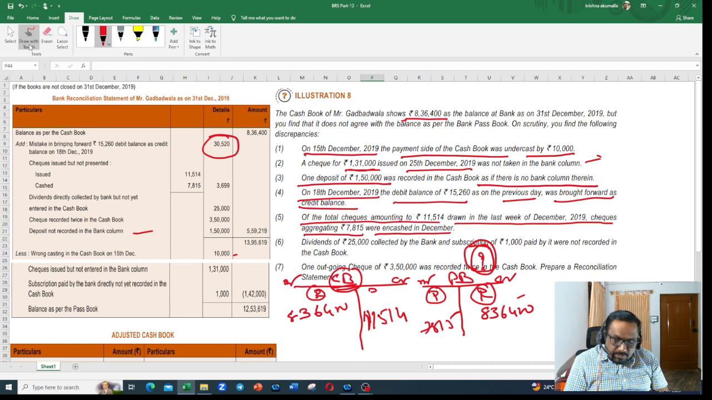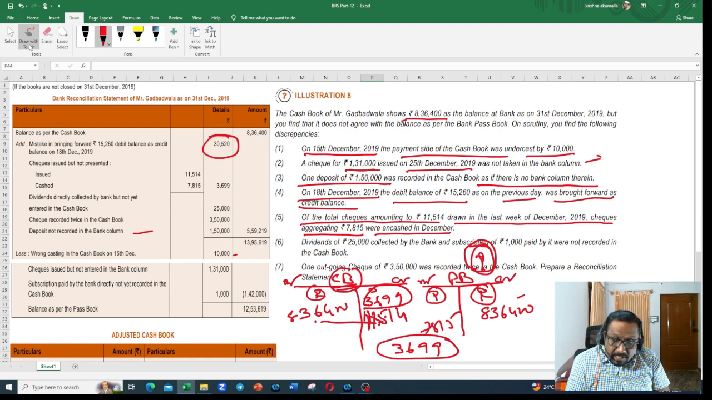So what is the difference between these two? The difference is 3,699. So to the extent of 3,699, you have an excess balance here. You issued, but they are not presented. So to the extent of 3,699, there is a difference between passbook and cash book. Where is that excess lying? The excess is lying in the cash book. Since that excess is lying in the cash book, the balance got reduced. One debit, one credit. Balance got reduced.